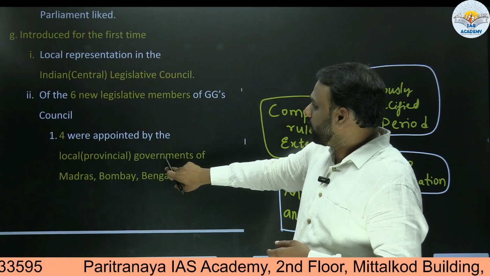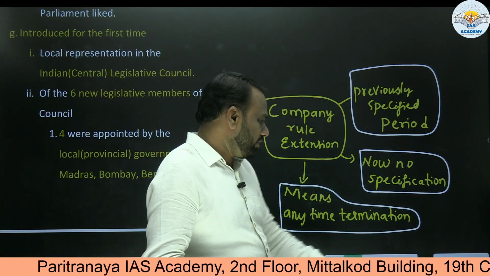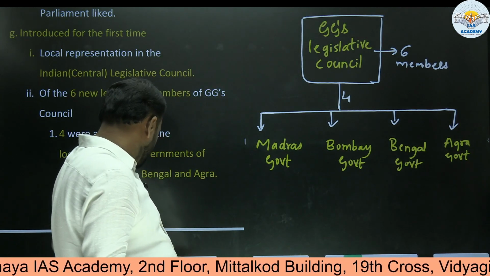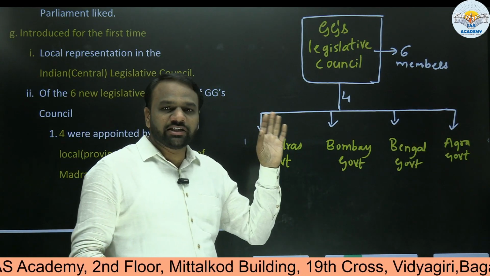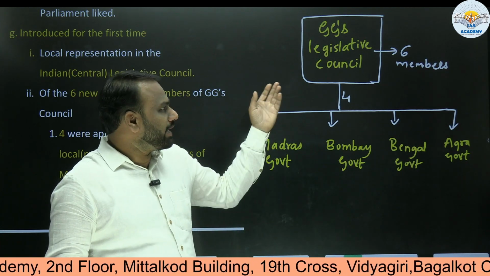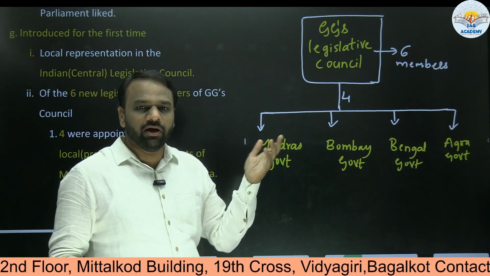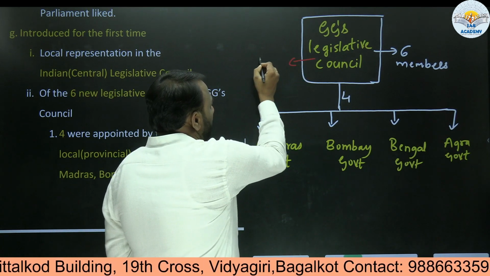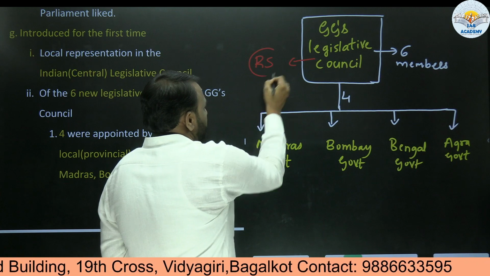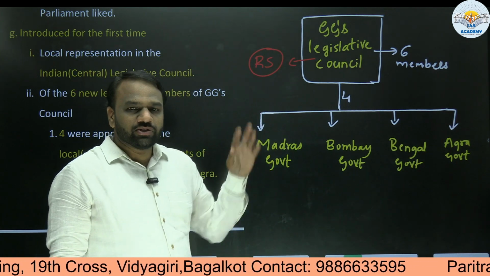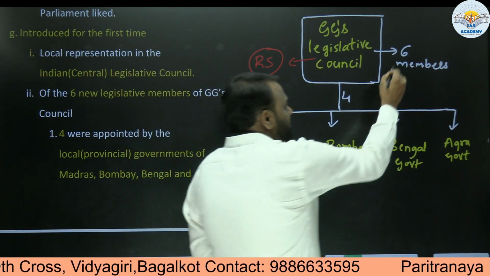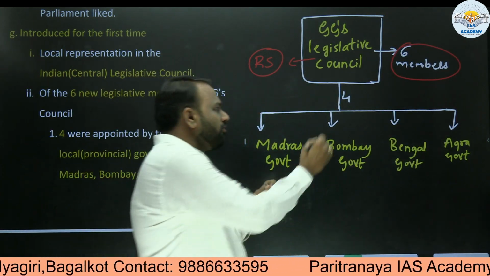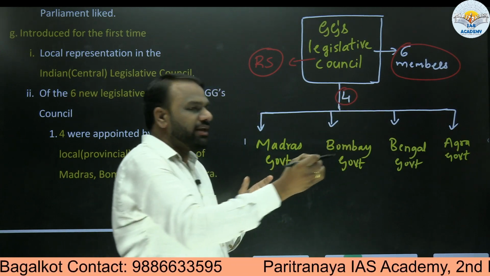Next, local representation in the Indian Legislative Council. This is also a very important point. Here we understood that a separate Governor General's Legislative Council was created, and as I mentioned, it can be compared to either the Lok Sabha or the present day Rajya Sabha or Parliament in general. To make our discussions easier, I'll compare it to the present day Rajya Sabha. At that time, it consisted of 6 members. Among these 6 members, 4 came from various different provinces.